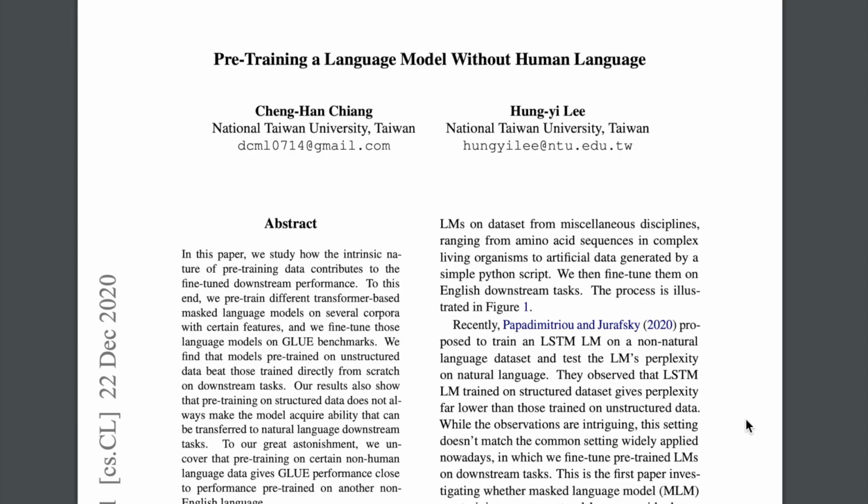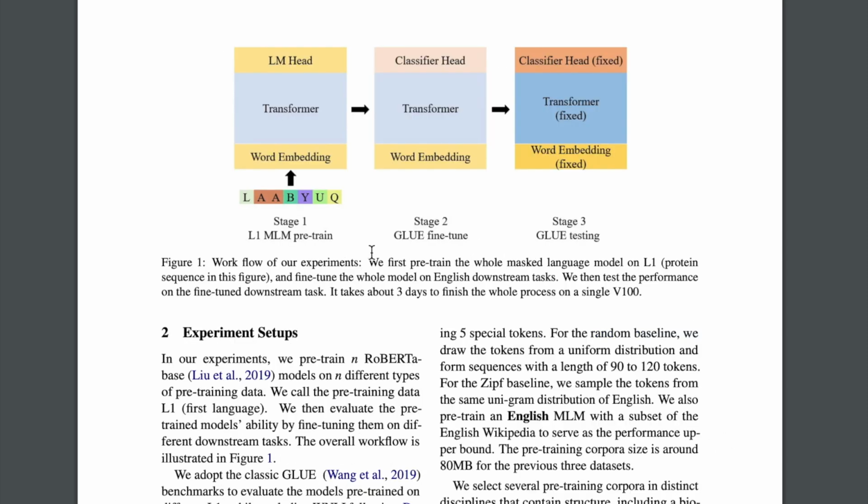So finally, before concluding on this topic of pre-trained transformers as universal compute engines, you might also be interested in this paper, Pre-training a Language Model Without Human Language. This describes this idea of, say, pre-training on amino acid sequences or JavaScript code, and then fine-tuning on the GLUE benchmark natural language text task.